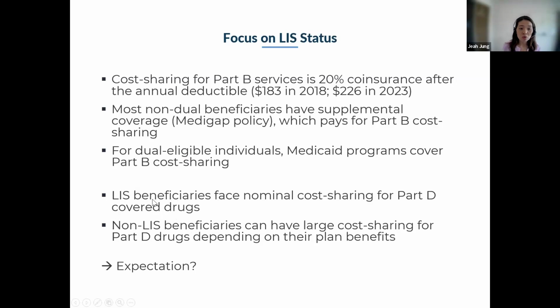So let's suppose you are eligible for the low income subsidy. If you go to Part D, it's very low cost sharing. It's nominal, right? So no deductible, no coverage gap, and just a nominal copayment. So I could use Part D, and it's okay to use Part B as well, because if you are eligible for LIS, you're also likely to be eligible for Medicaid. Even though I use Part B, Medicaid will cover. So for duals or LIS beneficiaries, the choice between Part B and D probably might not be driven by cost sharing.